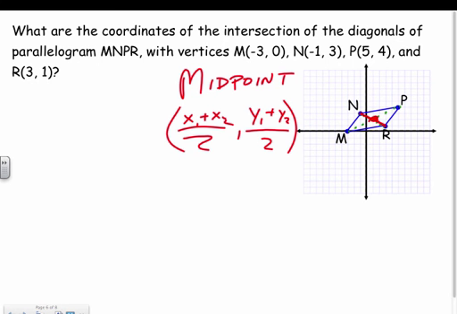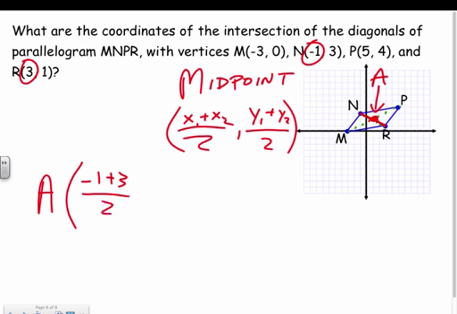So let's find the midpoint of NR. I'm just going to call it A for now. So if I'm looking at A, I add the x's. N is -1 and the x for R is 3. So -1 plus 3, and I divide by 2. Right? Add them up, divide by how many there are.